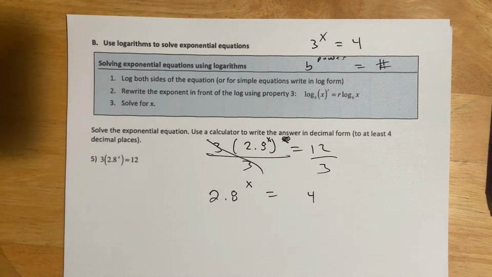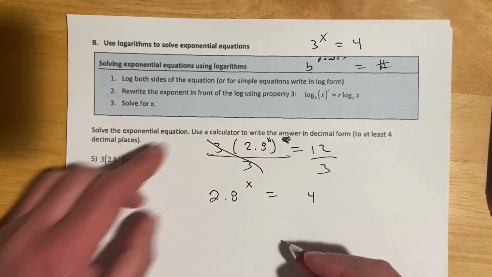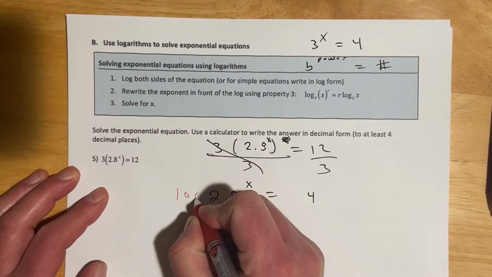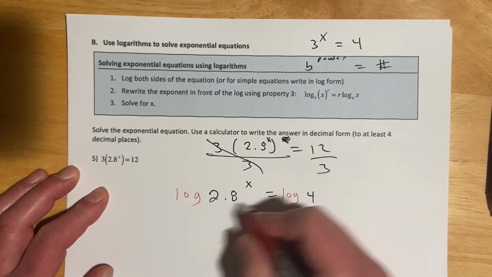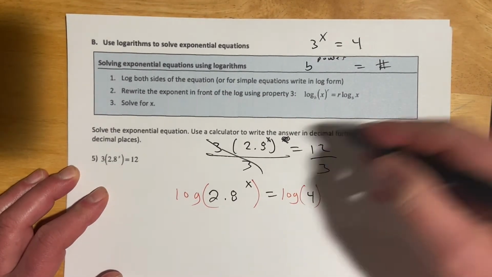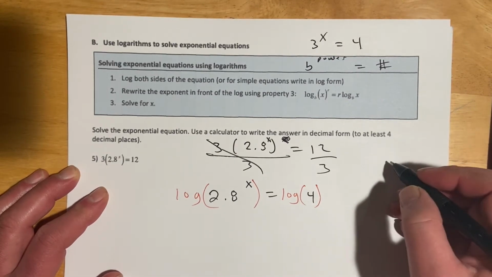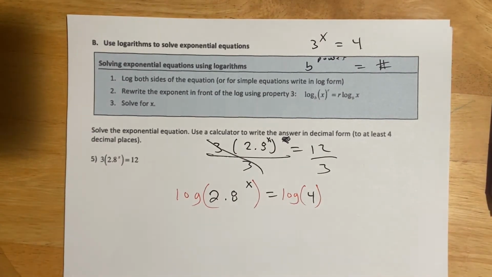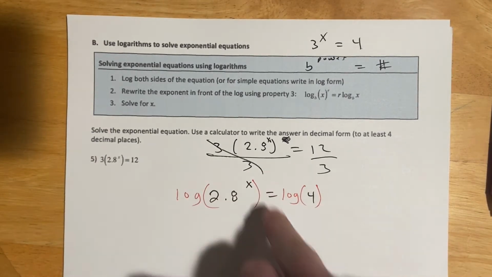And then what I want to do is I'm going to use logarithms. I'm going to log both sides. And we've done this idea before. When we had x squared, we would root both sides. When we had a square root, we would square both sides. So we're basically just using the inverse operation to get at the unknown.